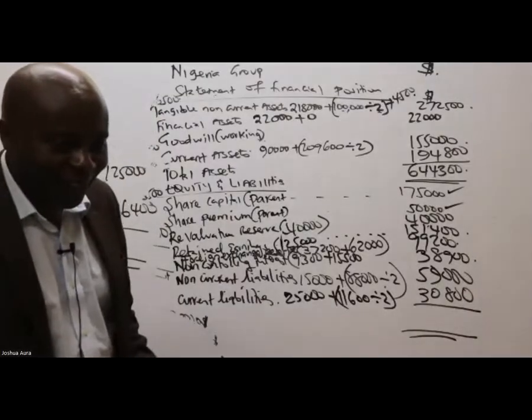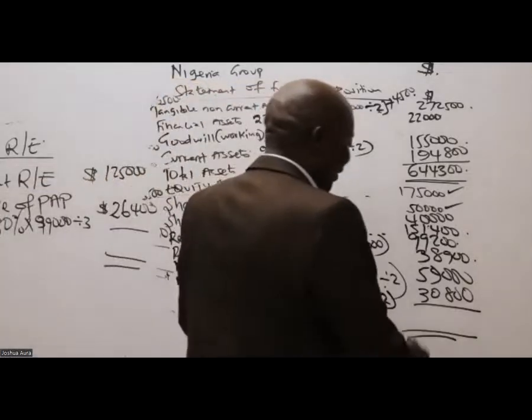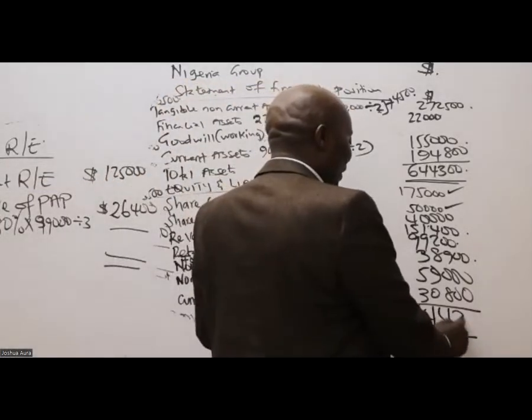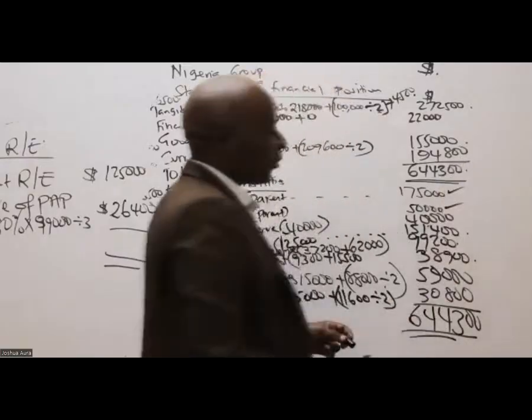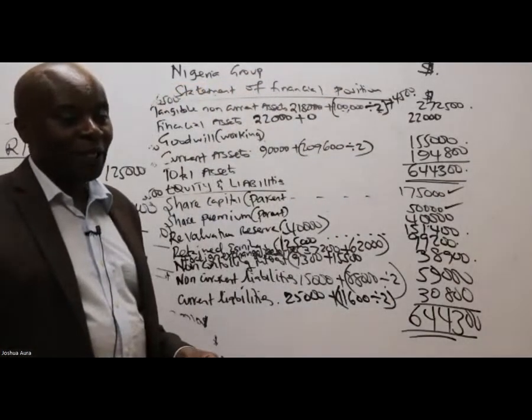611, 644, 300. 644, 300 should be exact. We must have missed out on something, because 644, 300 should be exact.